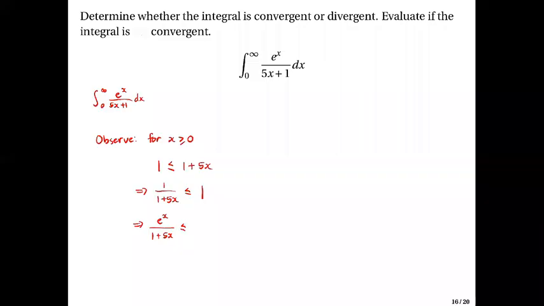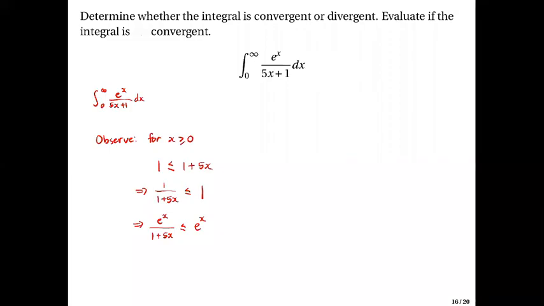So my bad, on the right-hand side, I will have e to the x. Anyway, if I integrate this from 0 to plus infinity dx, this is still divergent, so we cannot conclude anything for this guy here. So this is not helpful for us.